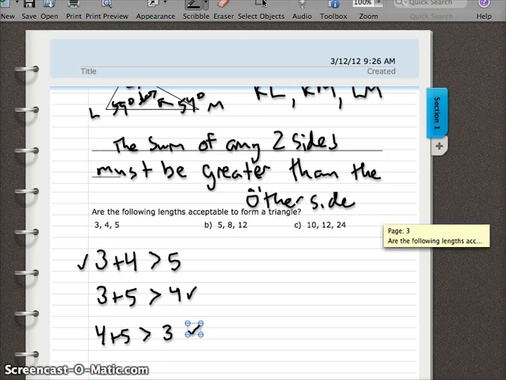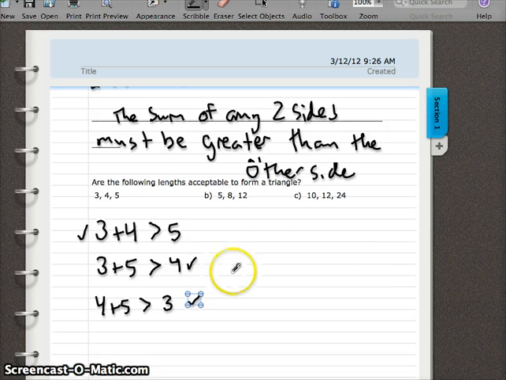I'm going to run out of time here in a sec. So basically it's up to you to check these other lengths. Again, the sum must be greater than, not equal to, greater than the other side. If all three of them are true, you have yourself a triangle. If not, it's not a triangle.